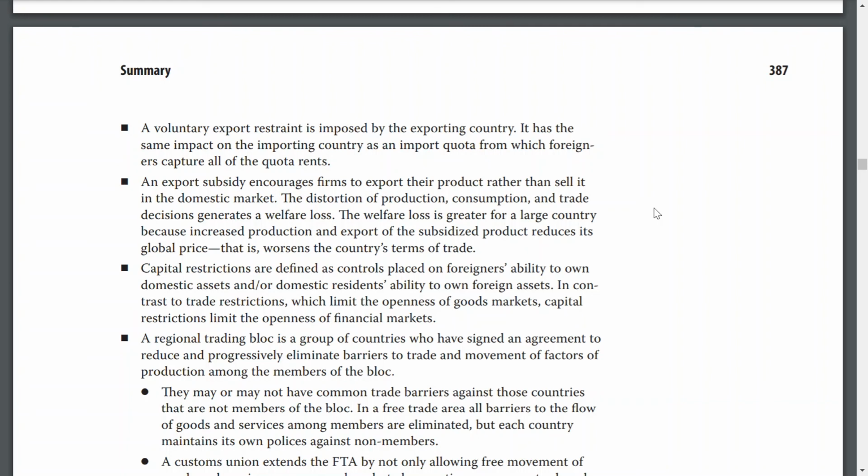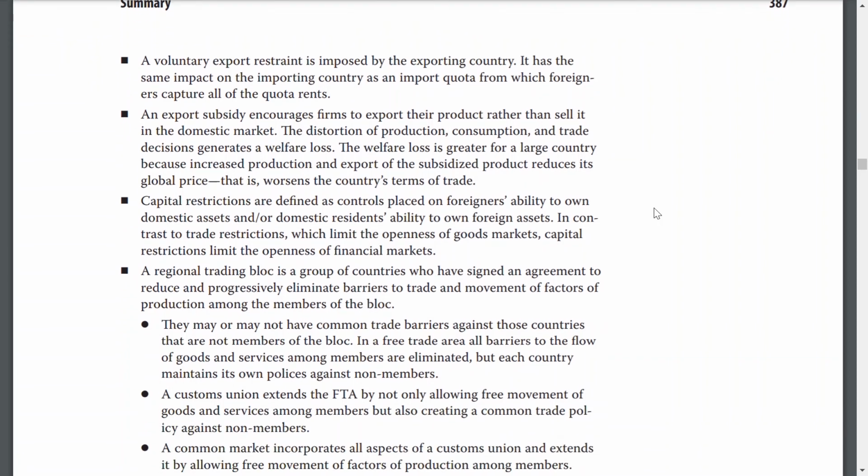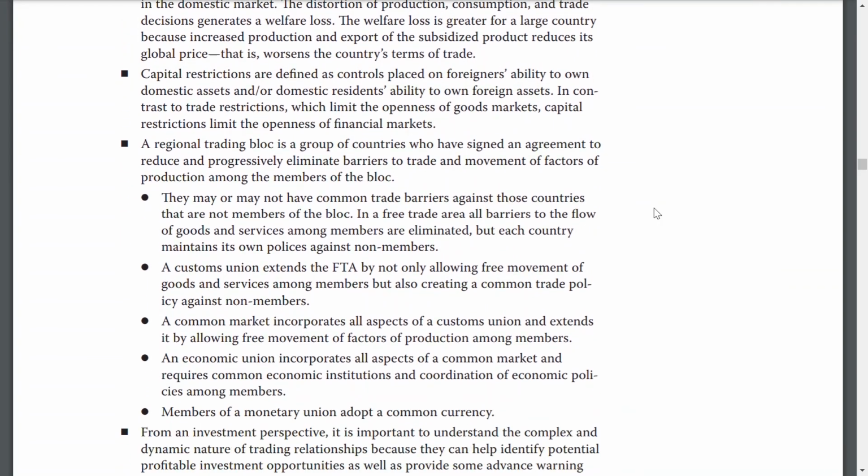Capital restrictions are defined as controls placed on foreigners' ability to own domestic assets and/or domestic residents' ability to own foreign assets. In contrast, a trade restriction limits the openness of the goods market. Capital restrictions limit the openness of the financial market.